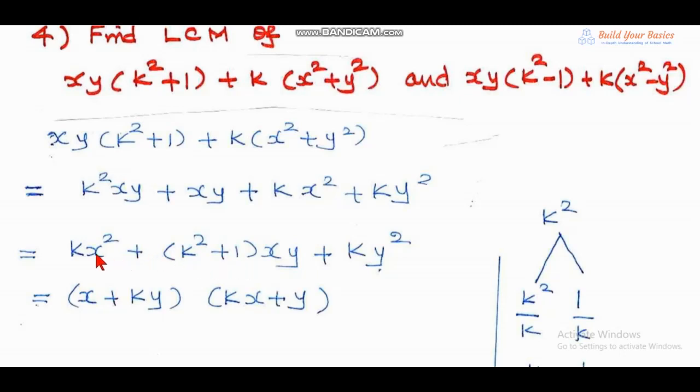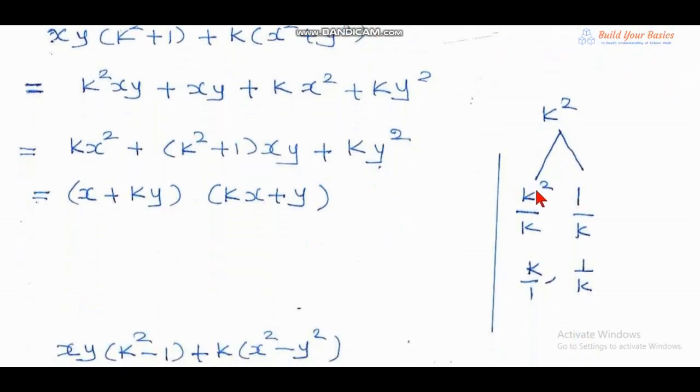Now we can factorize this. First number, last number is k square, so the product must be k square and the sum must be k square plus 1. The two numbers are k squared and 1. The product is k square and the sum is k square plus 1. Divide both k squared and 1 by k. k squared by k, that is k by 1, and 1 by k. Use the letters x and y. So this is x plus ky into kx plus y. So these are the factors.